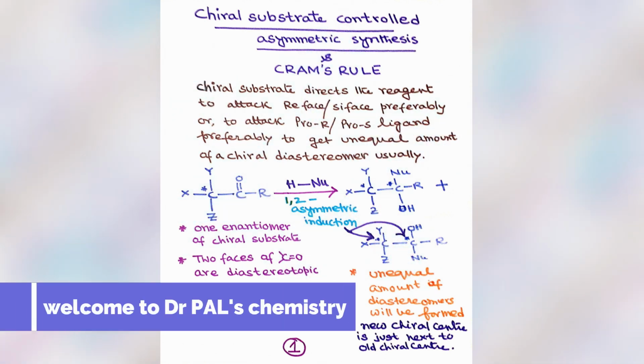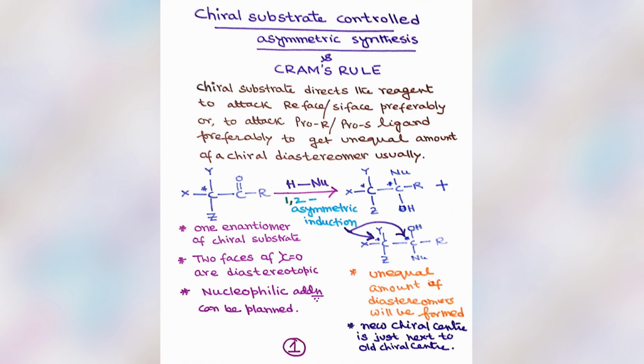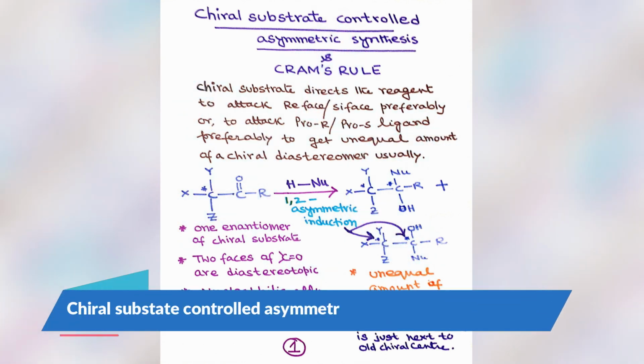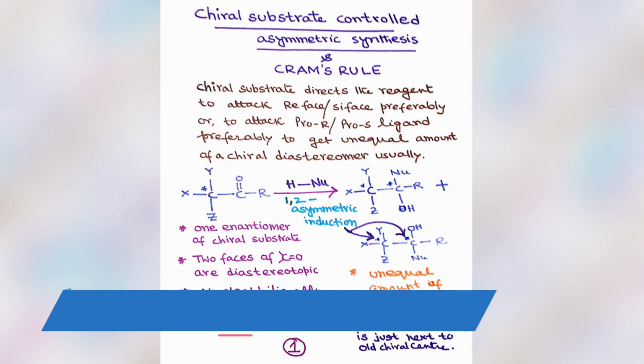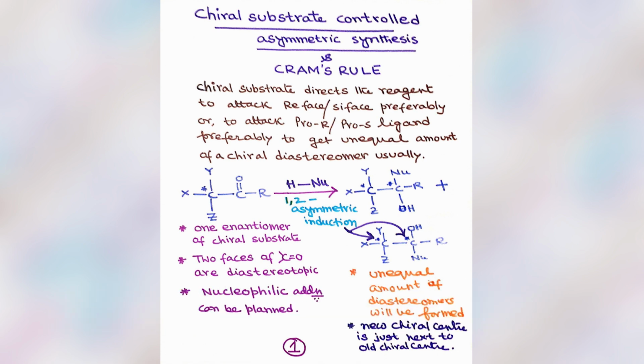Welcome my dear students. Today my topic is chiral substrate controlled asymmetric synthesis and application of Cram's rule wherever it is possible. Now let us begin with the chiral substrate which can give rise to diastereomers. So the question is, during these reactions one diastereomer will be major over the other.